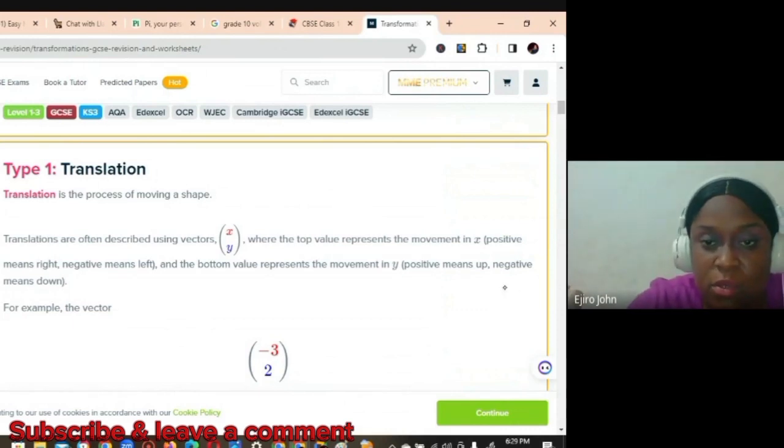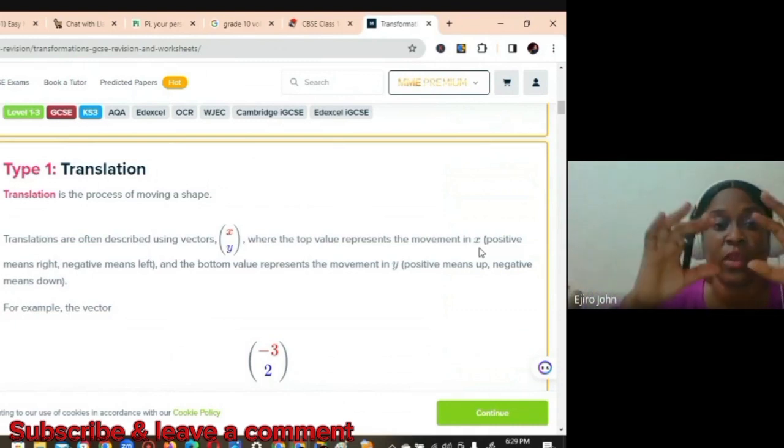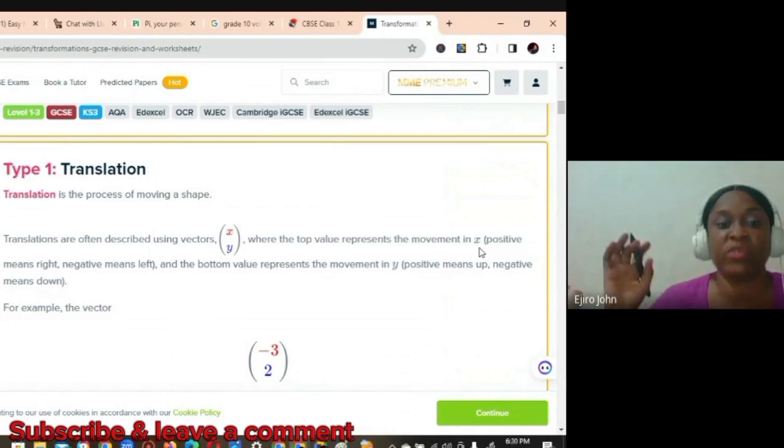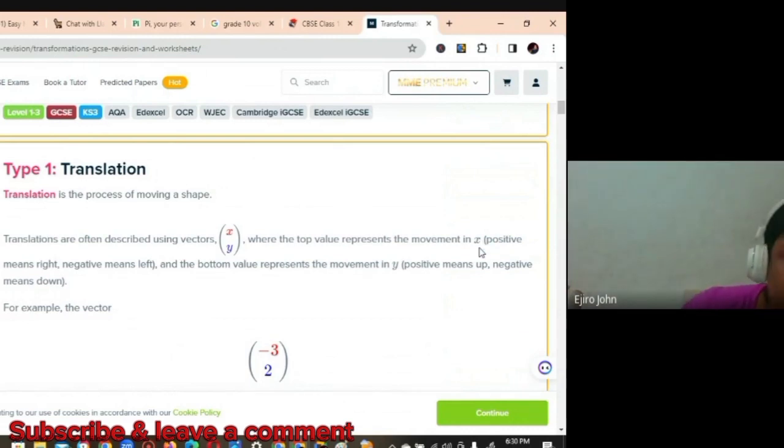We're using vectors. So that means it's like parts of an equation that contains x-axis and y-axis. Okay, so the top value represents the movement in x, which is the horizontal axis. When you're on the horizontal x-axis, positive means you're moving in the right direction. Negative means you're moving in the left direction.